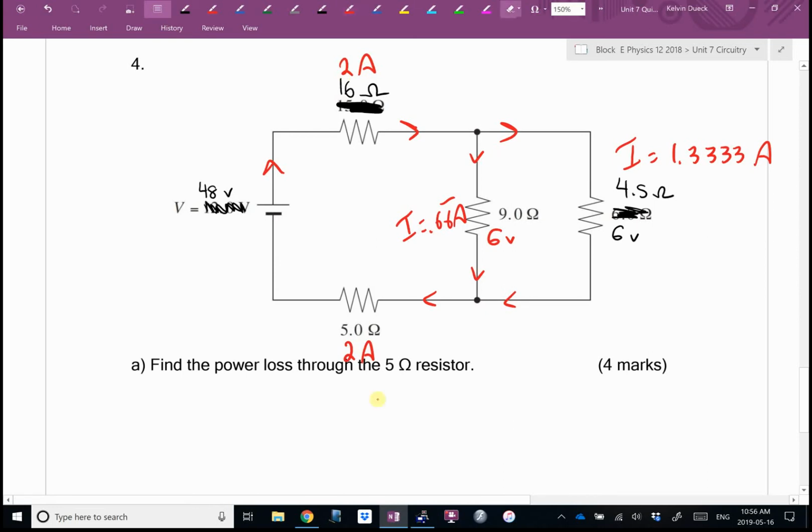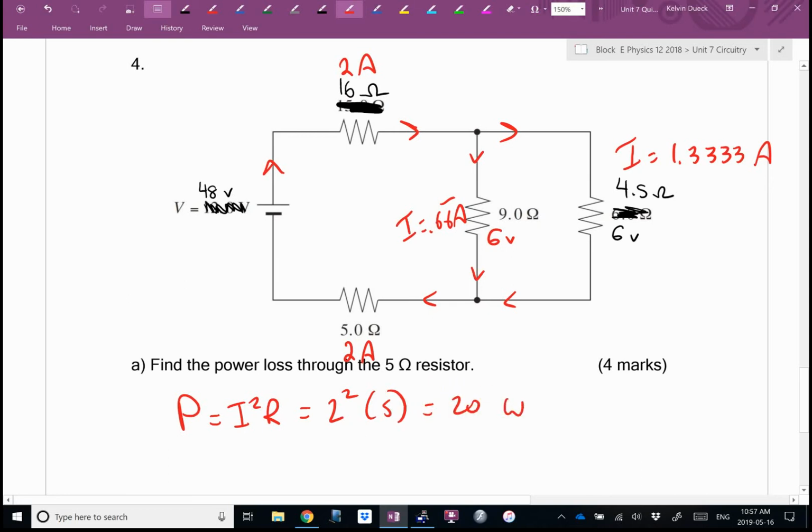In fact, I'm kind of done. You want the power loss? I'm going to go power equals I squared R, because that's on my sheet. I've got I, I've got R. I could find the voltage there too by going 10, but I'm going to go I squared R. It's going to be 2 squared times 5. It's going to be 20 watts.